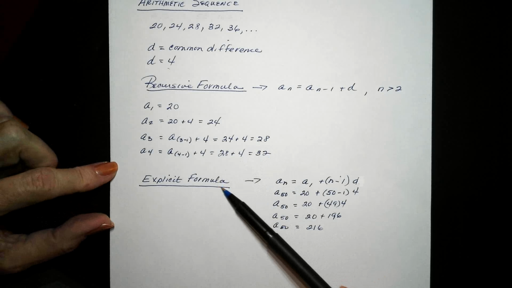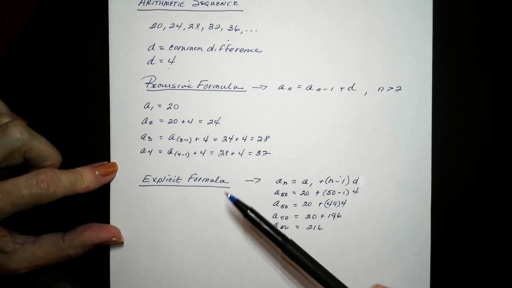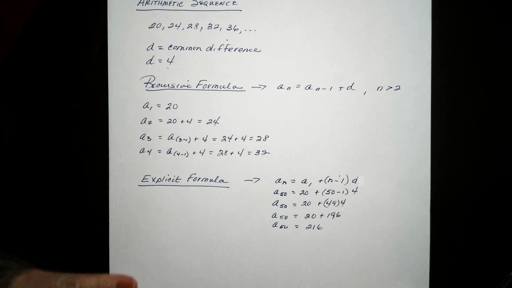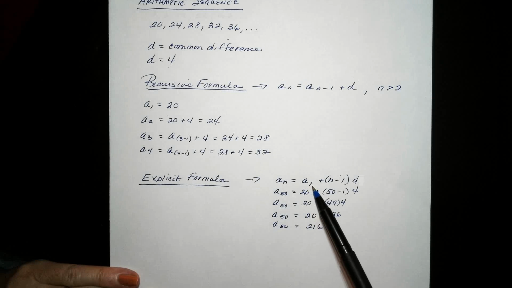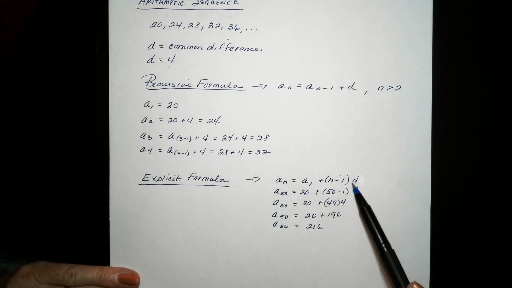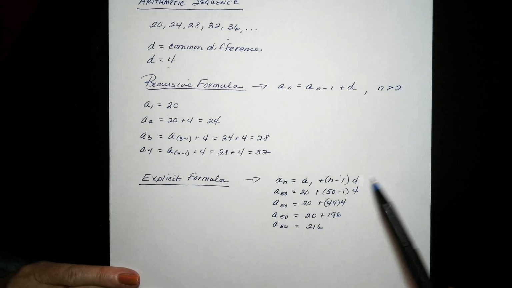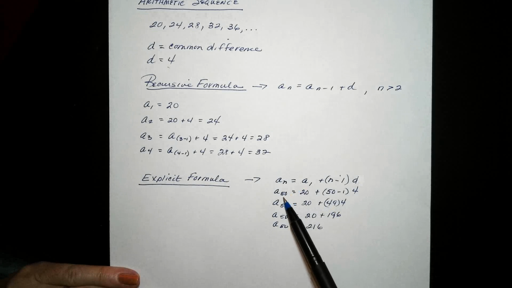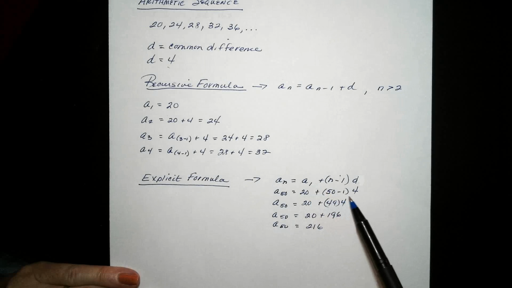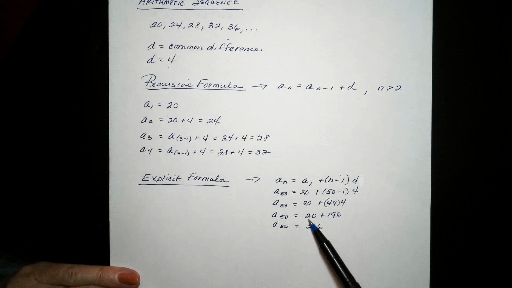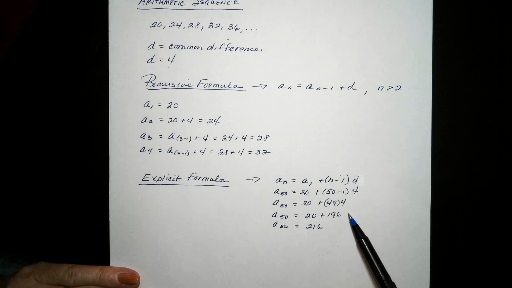So instead of that, we go to what's called the explicit formula. And the explicit formula says if I'm looking for a_n, I take my first term, add n minus 1 times my common difference to it. So if I'm looking for my 50th term, n becomes 50. My first term is 20, plus 50 minus 1, which is 49, times my common difference of 4. So my 50th term will become 20 plus 196, which is 216.